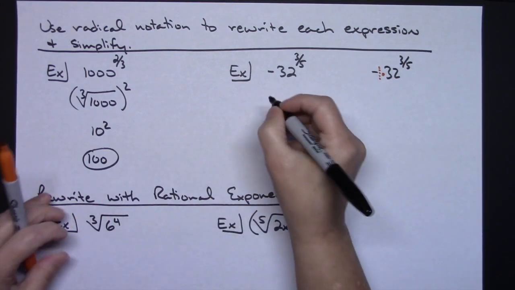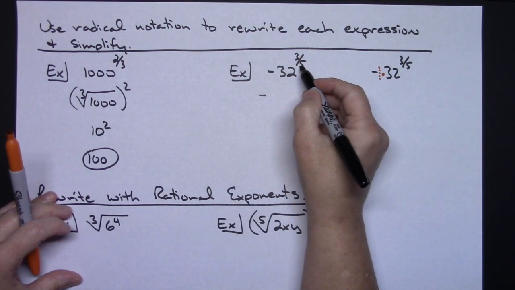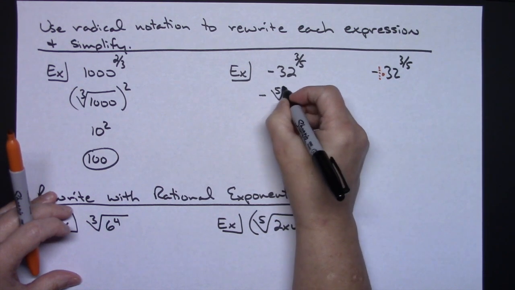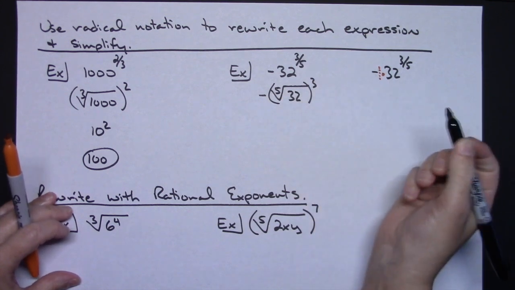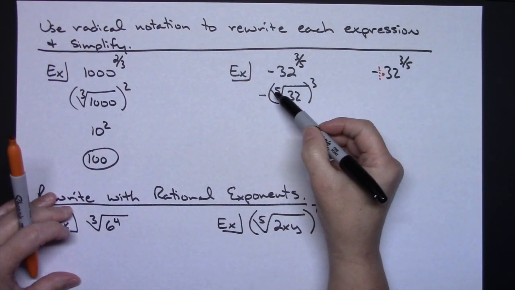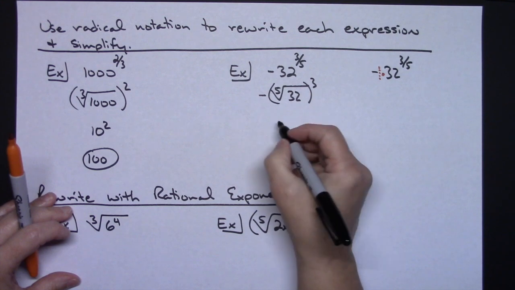So that means I'm going to have a negative, and then my root will be the fifth root of 32, and then I want to cube it because it's going to be easier to find. The fifth root of 32 is going to be 2. That negative is going to be out in front.